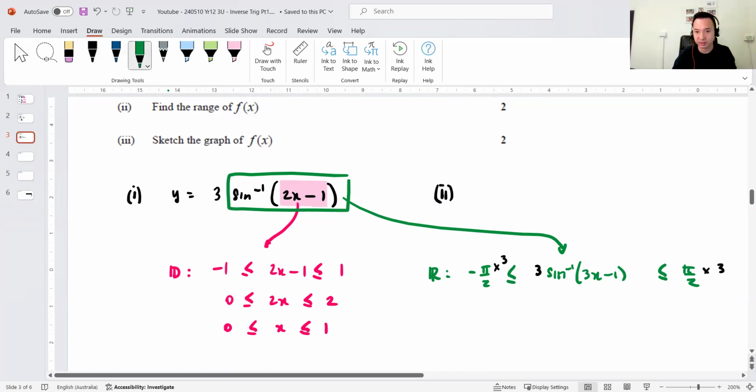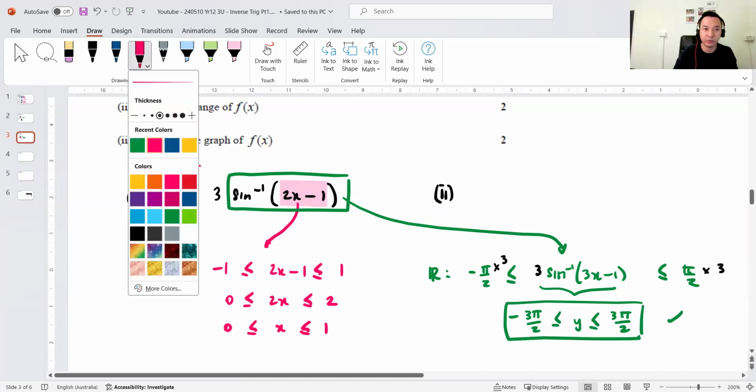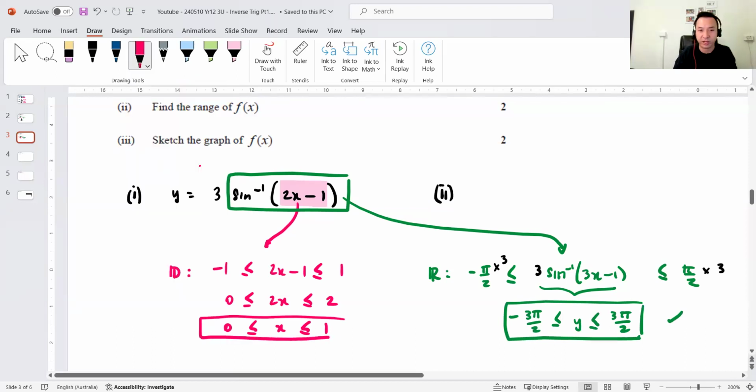Once you do that, guys, this becomes a range. This guy here, that's y. And then negative 3 pi on 2, 3 pi on 2. That's it. That's range. And the one before was domain. Guys, 4 marks so far. That's very, very generous. I don't think it's usually that generous.